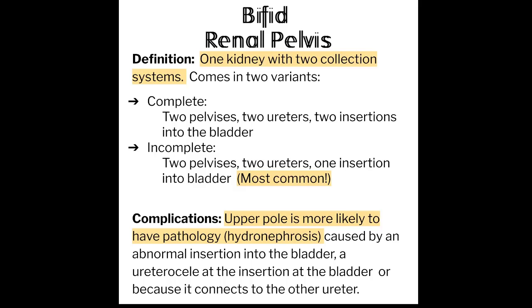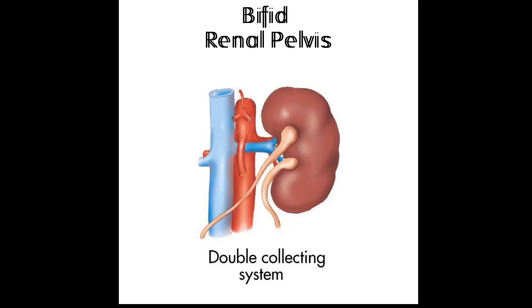The other thing that we see too in a complete bifid renal pelvis is that superior pole ureter tends to have more complications at its insertion site into the bladder. It either inserts really high or has a ureterocele, which means it has like this little bubble at the end, which just doesn't allow that upper pole to drain as well as the lower pole. So here is a diagram of the bifid renal pelvis. Again, we have a superior pole pelvis and an inferior pole pelvis.